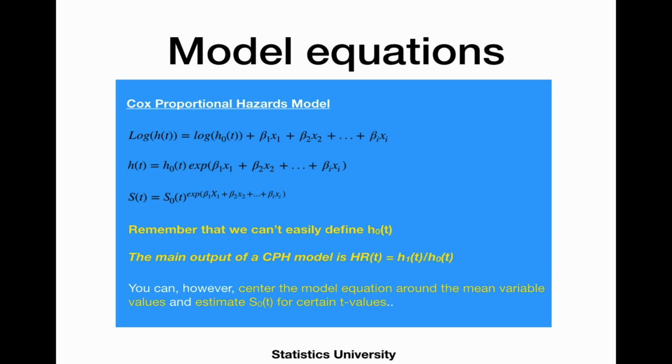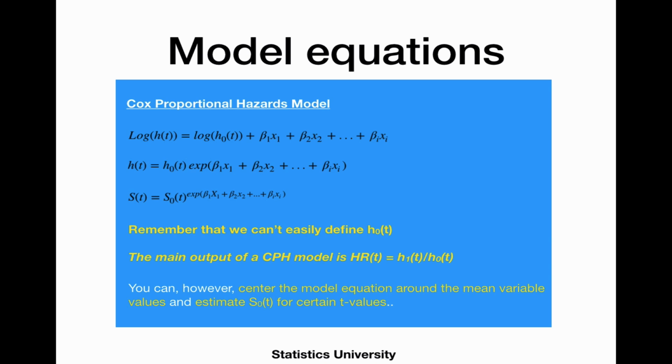Now, for this last model, it's a little bit harder to define a final model equation, since we cannot easily define the baseline hazard at time point t, but the main output is the hazard ratio at time point t, which is constant over time. But what we can do is center the model equation around the mean variable values and then estimate the baseline survival rate at time point t for various t values.